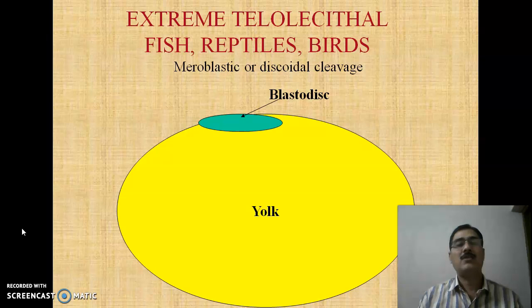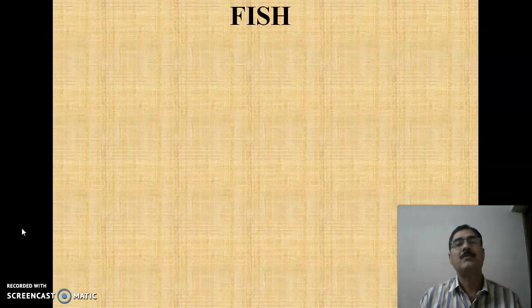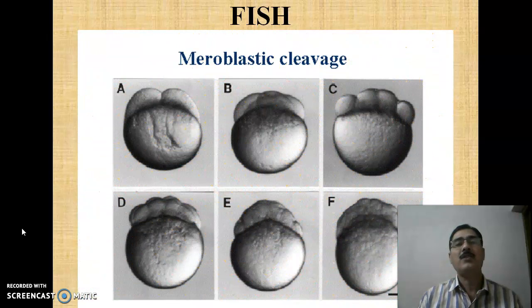Now here you can see that in the meroblastic or discoidal cleavage there is presence of a blastodisc and the greater amount of yolk is present, which is denoted by the yellow color here in this slide. Now first, the meroblastic cleavage which is taking place in a bony fish.